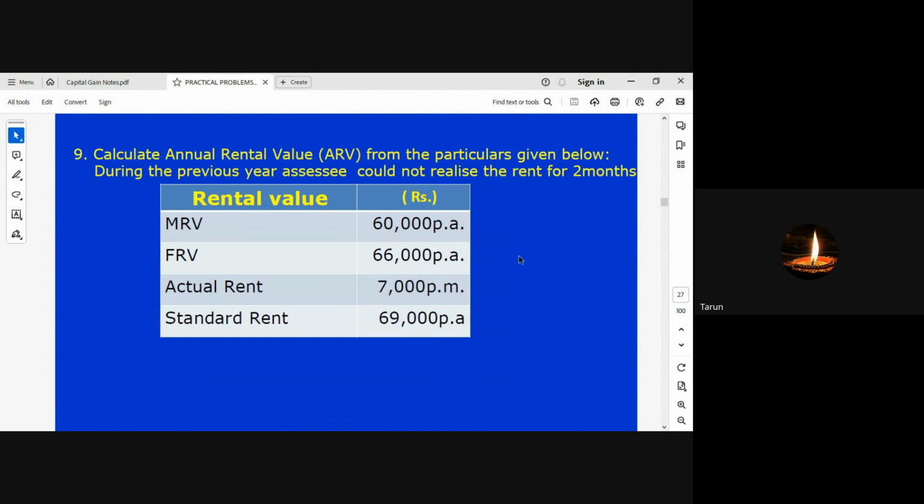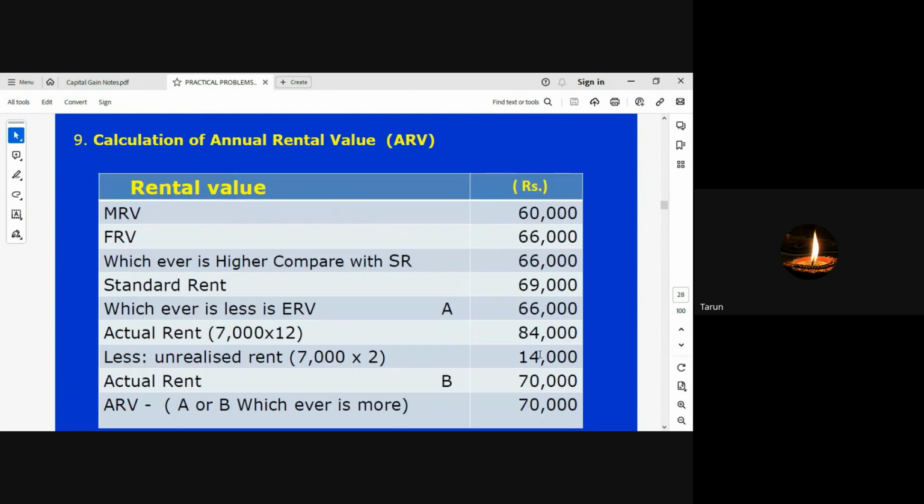So 7,000 into 2, that is 14,000. Once you get the unrealized rent, you need to deduct it from the actual rent, that is 84,000. So 84,000 less 14,000, you will get the actual rent, that is 70,000.